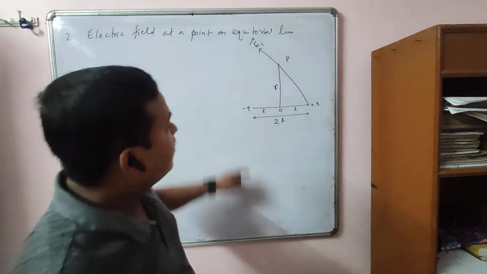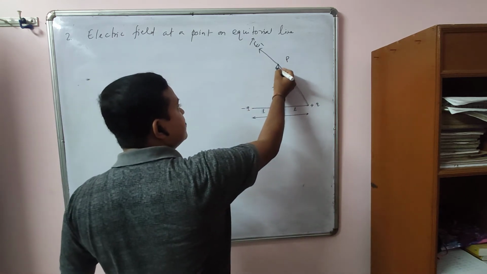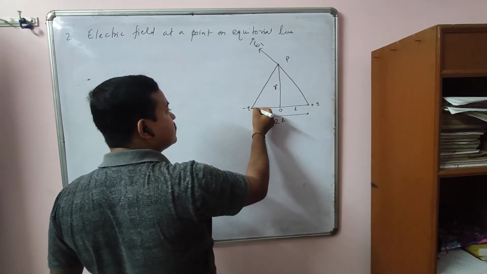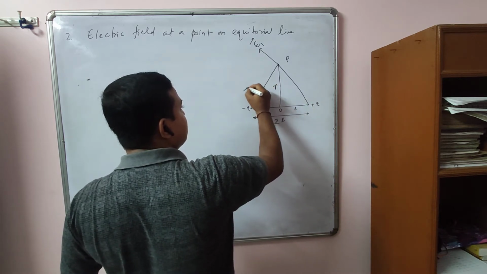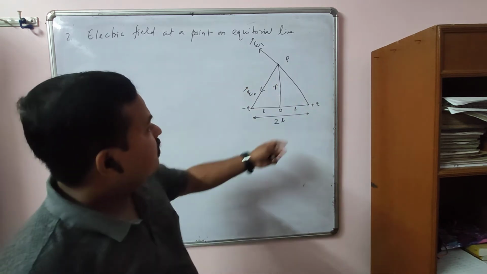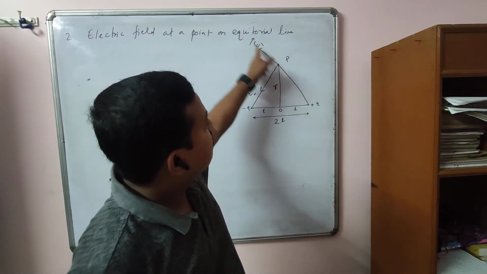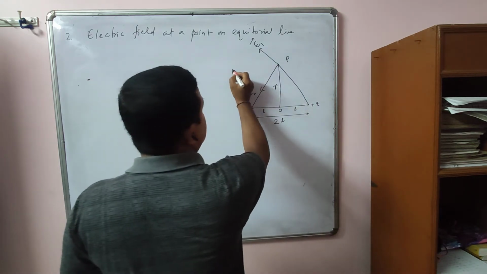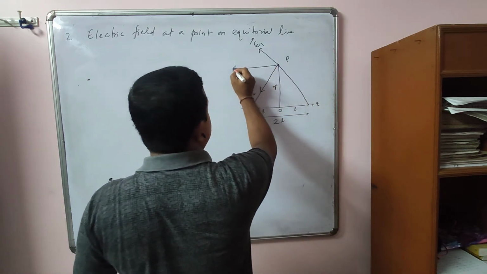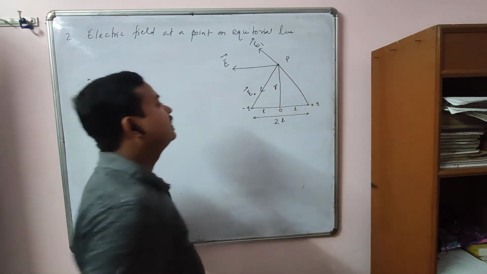Now you find the electric field due to the minus q charge. This is negative, so the field is inward, meaning towards the charge. So you join this one. This is E2. So I repeat: this is the positive charge, so this is E1, outward. This is negative, inward. This is the resultant electric field, E, which you have to find out.